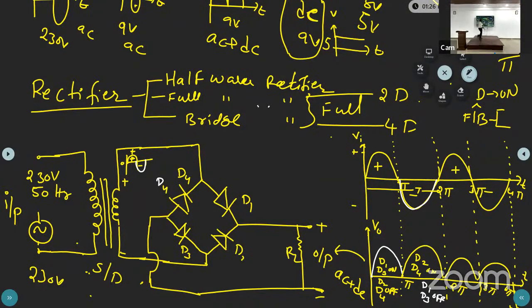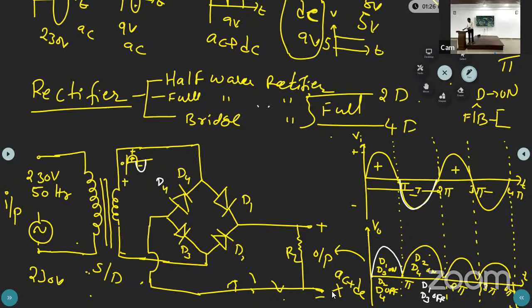The DC part means this one, which is unidirectional. But here the ripples are the AC component, some oscillations. We need to remove these oscillations. Now we need to get the straight line, so we need to remove this, remove the AC part. The output of the rectifier, we are connecting to the filter, that is the C filter, the capacitor filter.